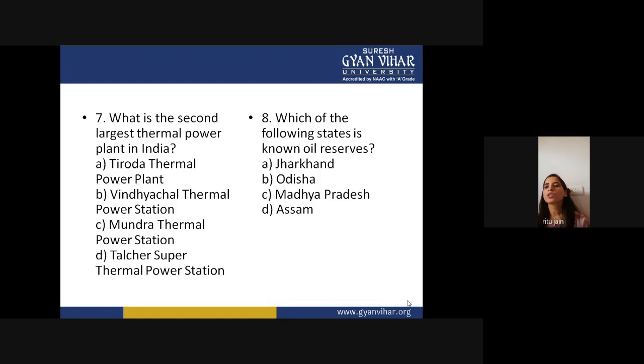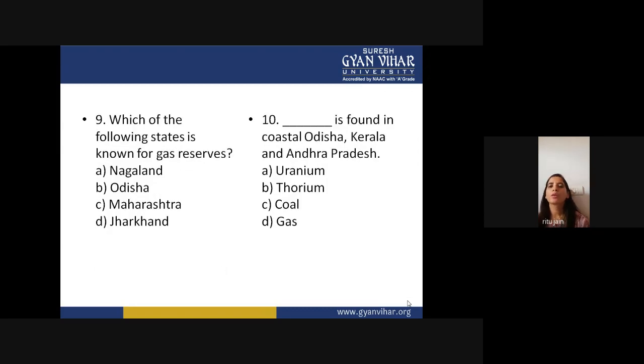Next question is, which of the following states is known for oil reservoirs? Jharkhand, Odisha, Madhya Pradesh, and Assam. So Assam is the state which is known for oil reservoirs. Next, which of the following states is known for gas reservoirs? So for gas reservoirs, the options are Nagaland, Odisha, Maharashtra, and Jharkhand. So Nagaland is the state which is known for gas reservoirs. Next one is, thorium is found in coastal Odisha, Kerala, and Andhra Pradesh. So thorium is found in coastal Odisha, Kerala, and Andhra Pradesh.